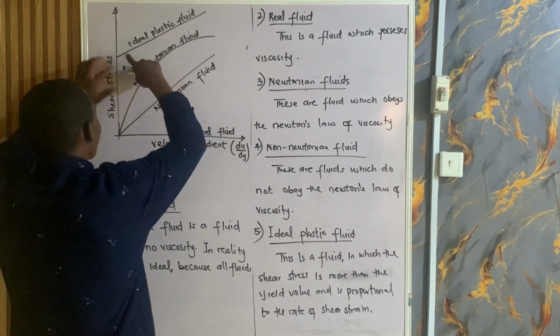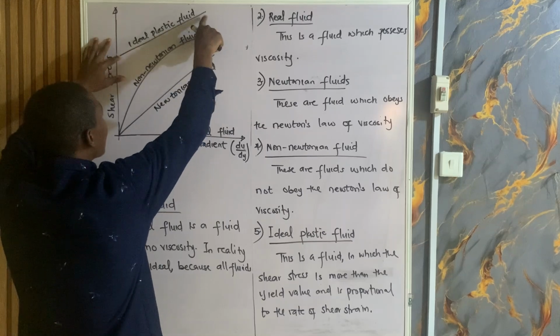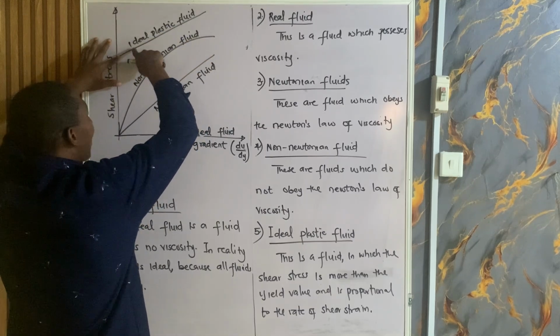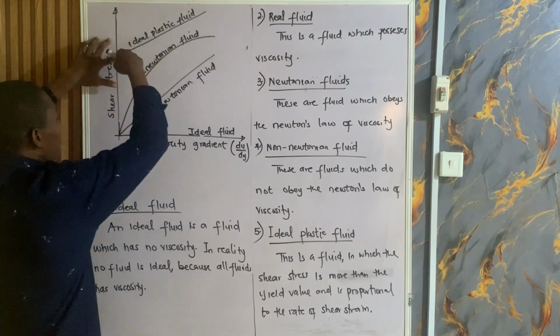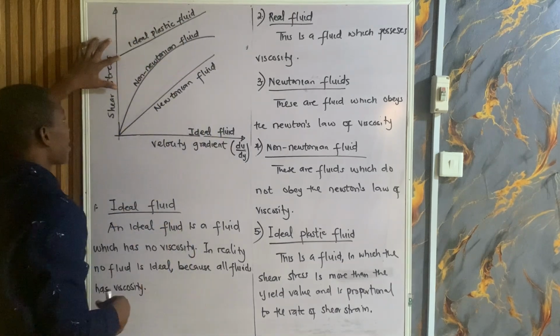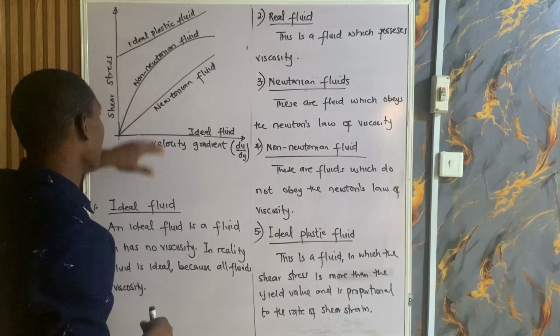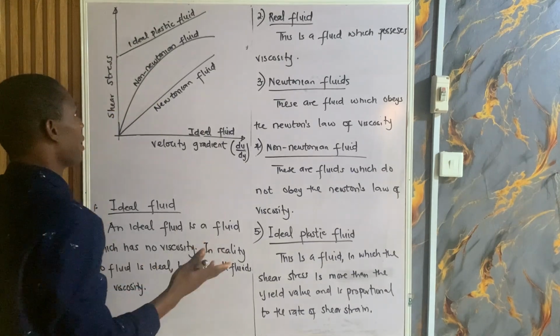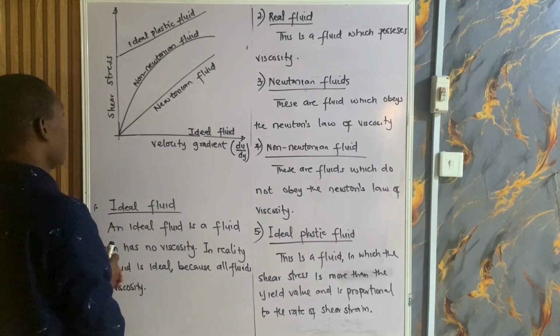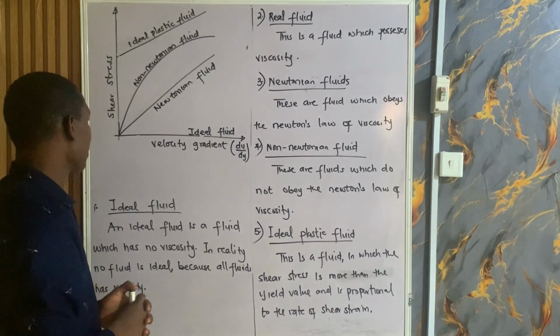And then we have the ideal plastic fluid, meaning that this ideal plastic fluid has shear stress even when there's no motion, when there's no velocity gradient at all. So these are the various type of fluid illustrated here. No need to express real fluid here because all fluid are actually real. So that's that about that.